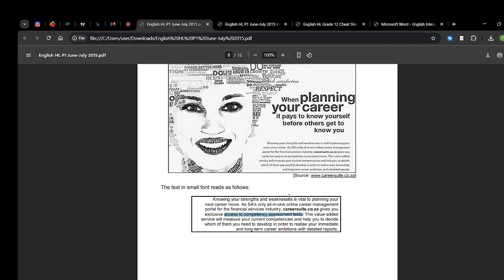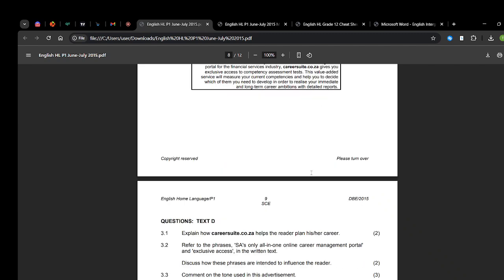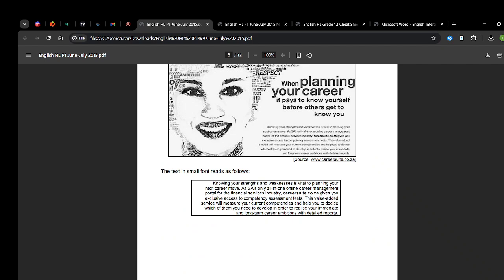So I think that's good enough to get the 2 marks. But if ever in doubt, just make sure you read the text again, analyze, just criticize your answer, make sure you can answer it properly. So yep. Is that a question? If I elaborate on the competency tests instead of saying where they help with the planning of the careers, will I get 2 marks?